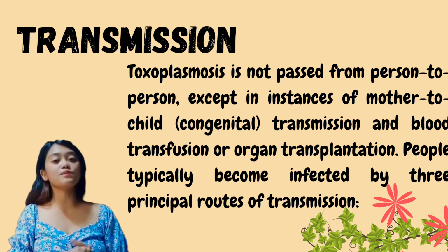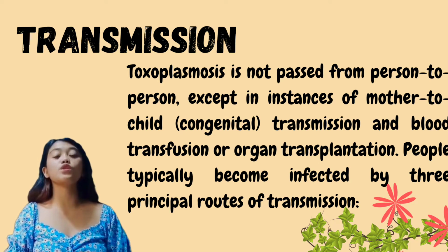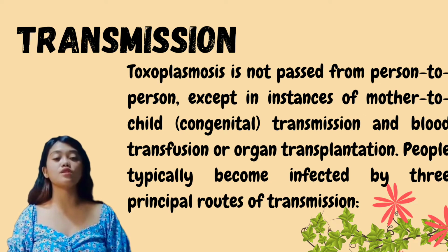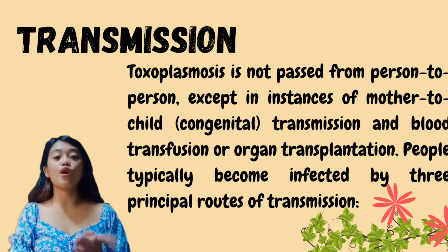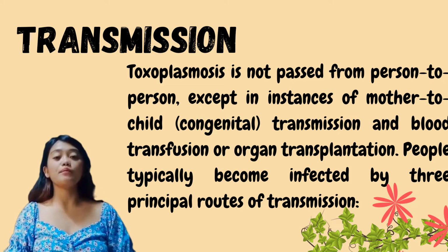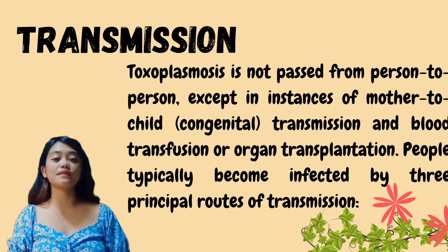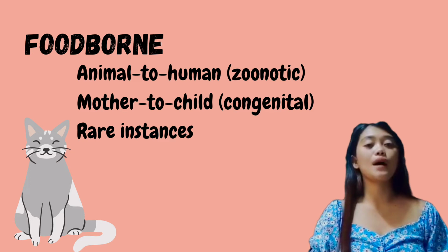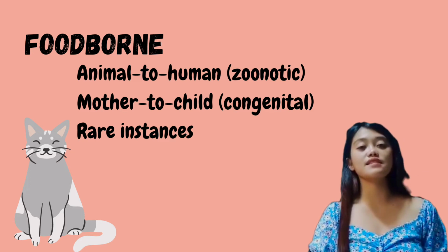Transmission. Toxoplasmosis is not passed from person to person except in instances of mother-to-child transmission and blood transfusion or organ transplantation. People typically become infected by three principal routes of transmission: foodborne, animal to human, mother to child, and rare instances.